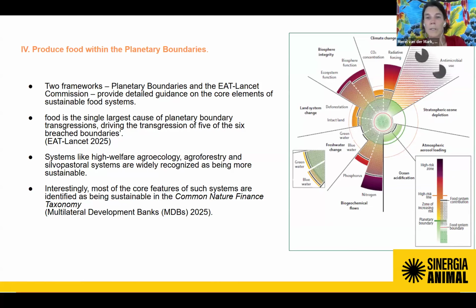More sustainable approaches, such as high welfare, agroecology, agroforestry, and silvopastoral systems, are increasingly recognized for their ability to support biodiversity, improve soil health, reduce environmental impacts, and enhance resilience. Importantly, many of the key characteristics of these systems are also recognized as sustainable within the Common Nature Finance Taxonomy, which was developed by multilateral development banks. Thus, this growing consensus suggests that the future of food systems should be designed to work with nature rather than against it.